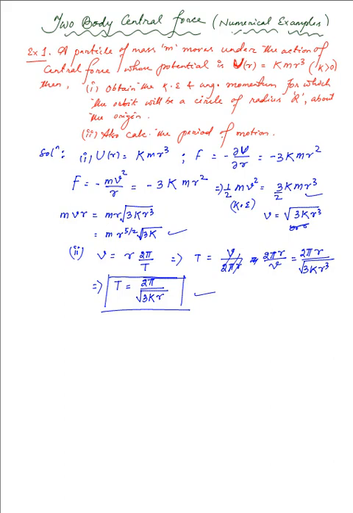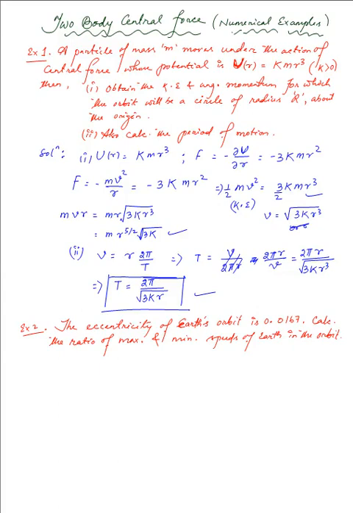Right now we move over to the second one, which involves the eccentricity of the Earth's orbit, which has been provided to be 0.0167.